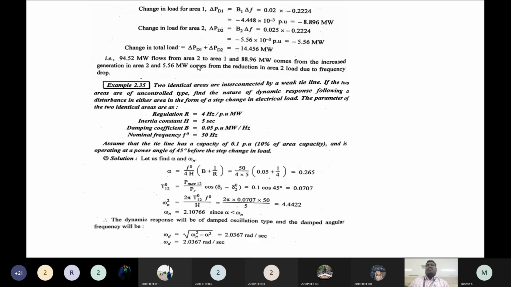So here alpha is less than omega n, so the dynamic response will be of the damped oscillation type. And the angular frequency will be omega d equal to the square root of omega n square minus alpha square. If you substitute and solve, you get 2.0367 radians per second. That's your oscillation frequency.